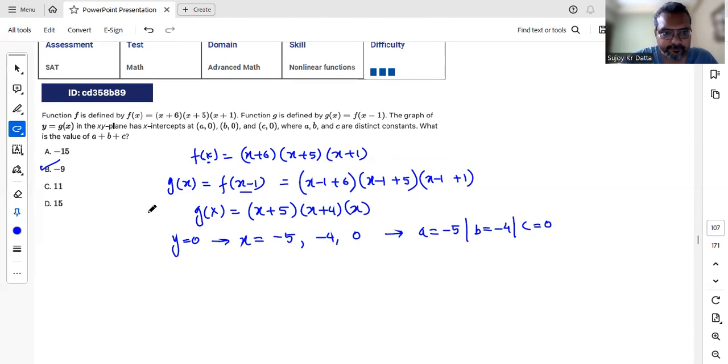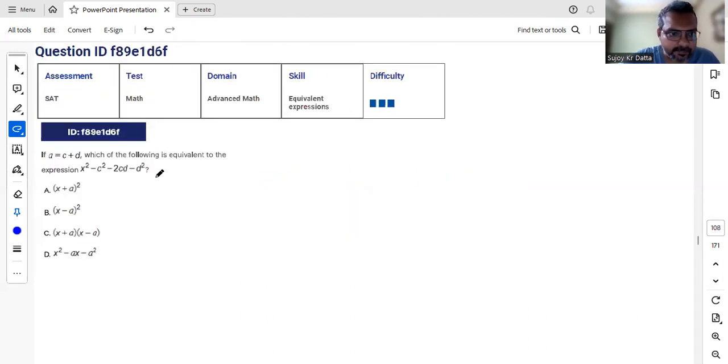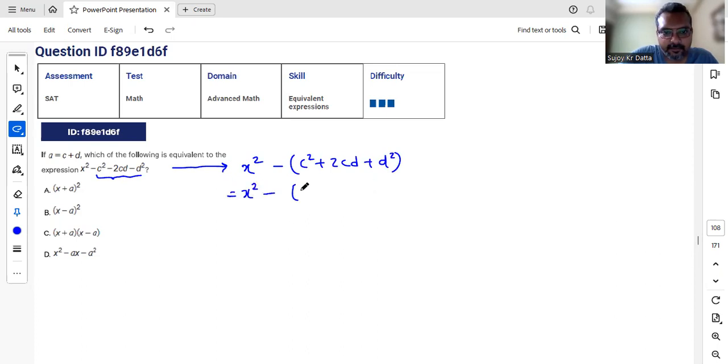Let's go to the next one. It says a equals c plus d, and asks which of these is this expression. If I want to simplify it, see this part, if I take out the negative common, it straight away becomes (c plus d) whole square. And c plus d we know is a. So the answer is x squared minus a squared, which can again be factorized as (x minus a)(x plus a). So that would be option C.